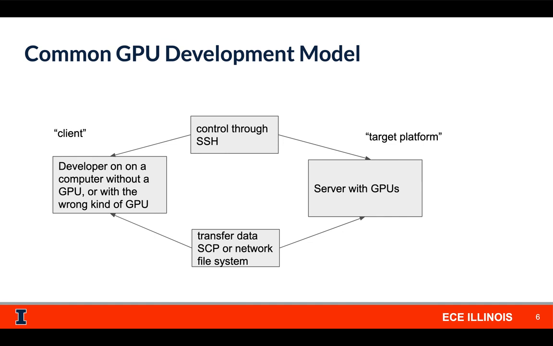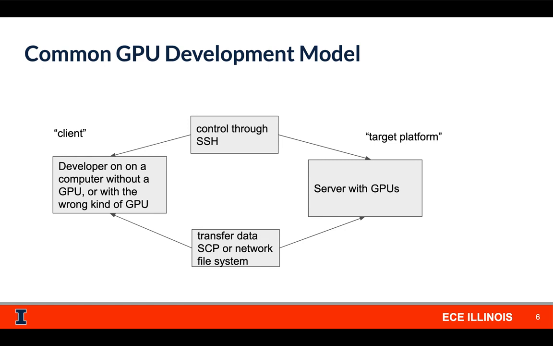So the profiling model that we're trying to support here is one where you, the listener, are what we might call a client. You're developing on a computer without a GPU, or it has the wrong kind of GPU. You control some sort of target platform which has the right kind of GPUs, the right number of GPUs, maybe through SSH or something along these lines. And then if you need to transfer data between these two systems, maybe you have some kind of network file system or file share, you use SCP or something like that to move data between the two. So this is a very common GPU development model in the real world.